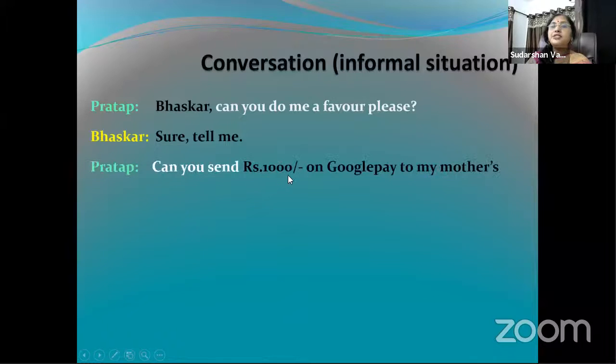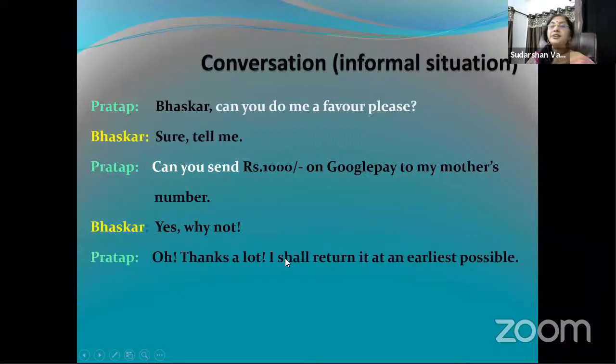Can you send ₹1,000 on Google Pay to my mother's number? Can you send? Can you please? We can also use the word please. Or, can you send 1,000 on Google Pay to my mother's number, please? Yes, why not? Oh, thanks a lot. I shall return it at the earliest possible. Can you do me a favor, please? Can you send dash, please?